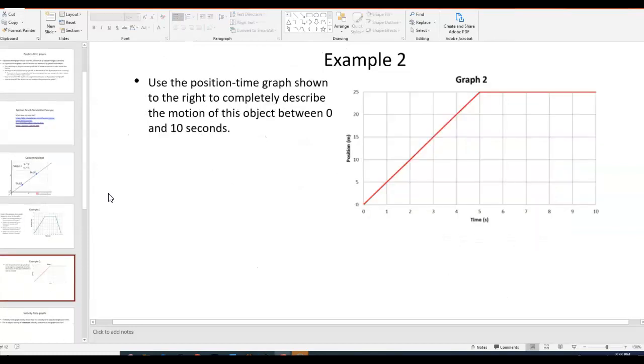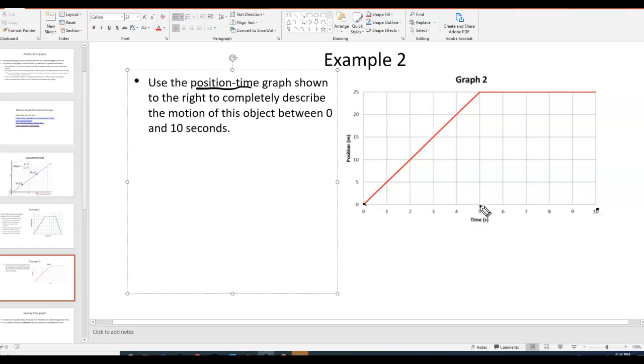Okay, so take a look at example 2. It says, use the position time graph shown to the right to completely describe the motion of this object between 0 and 10 seconds. Okay, so looking at this graph, here's 0 seconds, and here's 10 seconds.